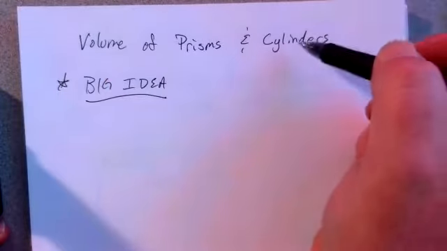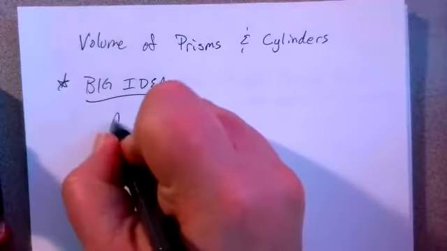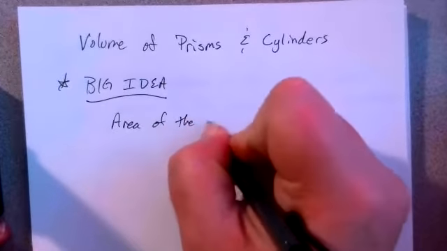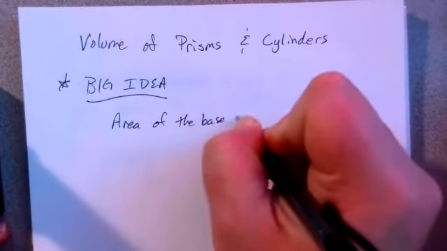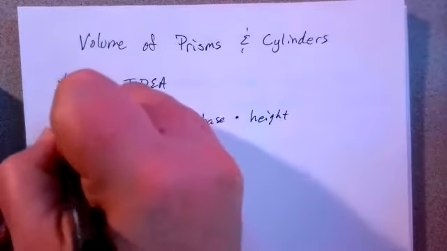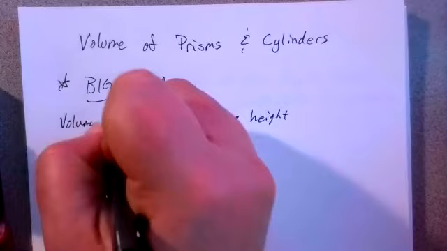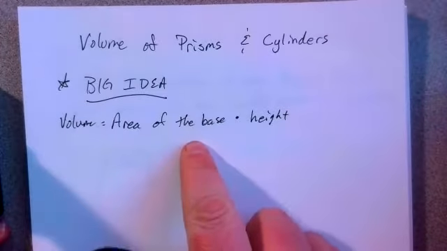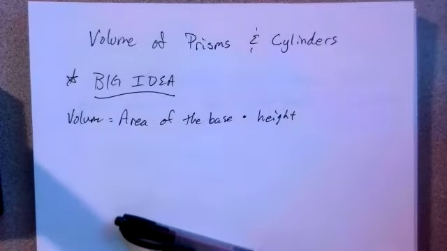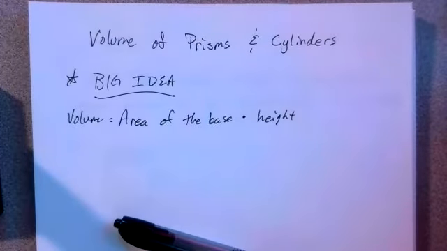When it comes to prisms and cylinders, the big idea is the area of the base times the height. So volume is going to be area of the base times the height. So we need to get some things sorted out here. First things first, we need to understand some stuff.